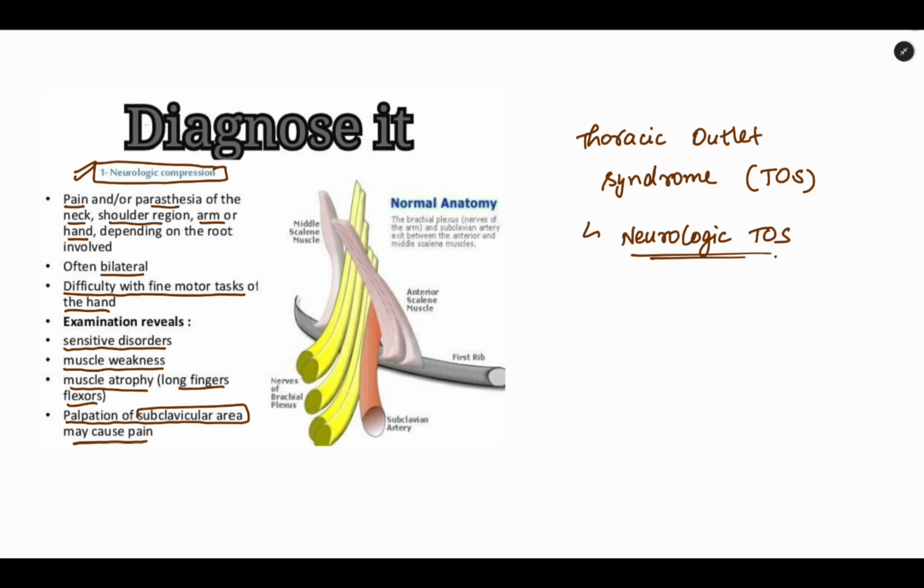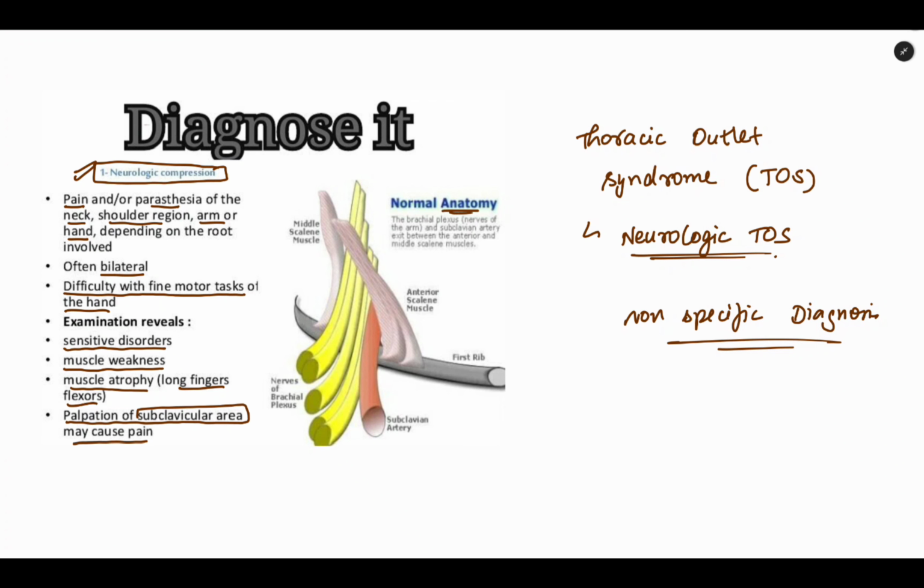So now talking more about the thoracic outlet syndrome. It is basically a non-specific diagnosis, which represents many conditions which involve the compression of the neurovascular structures which pass through the thoracic outlet.